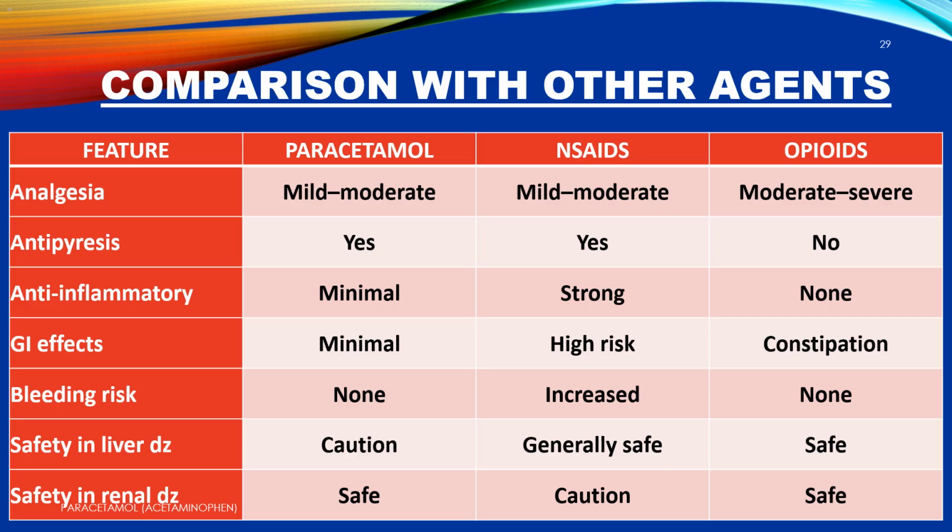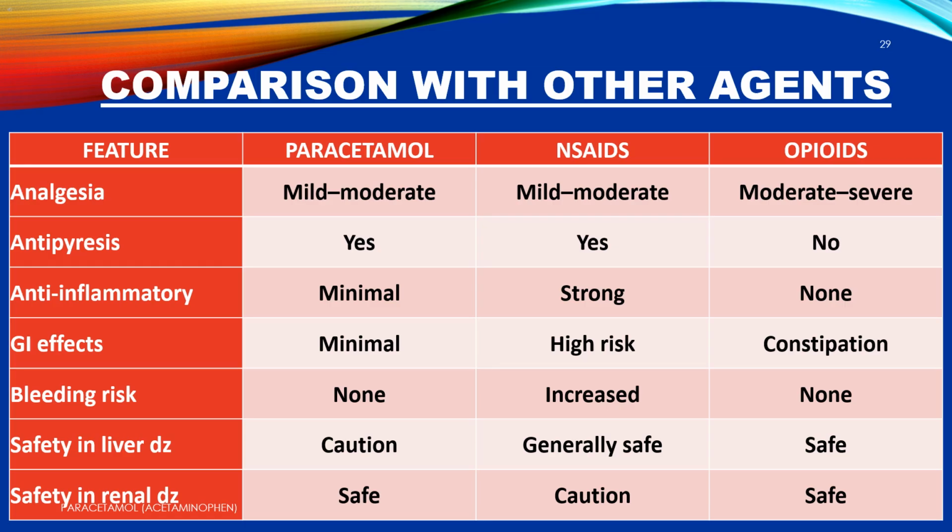Antipyretic effect. Paracetamol is effective in reducing fever. NSAIDs are also effective in reducing fever. Opioids do not have antipyretic properties. Anti-inflammatory effect. Paracetamol has minimal anti-inflammatory effect. NSAIDs have strong anti-inflammatory properties, making them effective for managing inflammatory conditions. Opioids do not have anti-inflammatory effects.